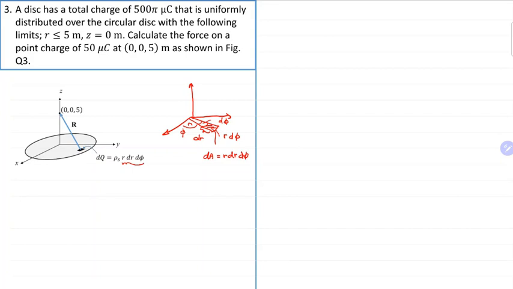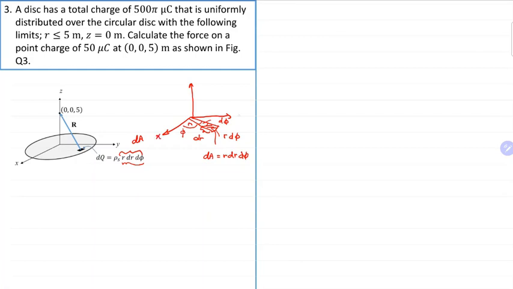And that's how we have this in our dq. So our dq is basically our dA. So our change in the charge is the surface charge density times the small change in the area dA. And dA in cylindrical coordinates is equal to r dr d phi. And this is how this comes about.